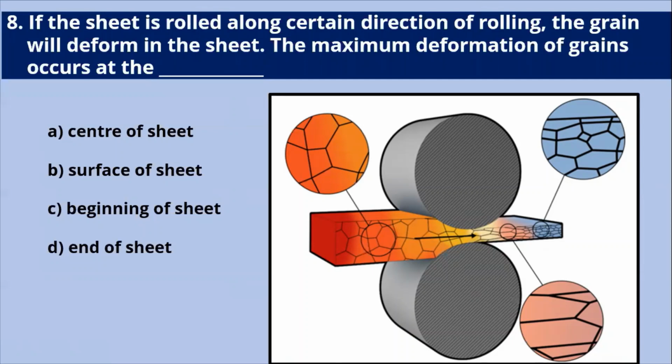Okay. Next one, if the sheet is rolled along a certain direction of rolling, the grain will deform in the sheet. The maximum deformation of grains occurs at. Okay. Now, generally what happens, the grain at the surface of the sheet undergoes the maximum elongation along that rolling direction, while the grain at the center, this is here, tends to remain as it is before the rolling. So that's why we can say that the maximum deformation of the grain occurs at the surface of the sheet. Okay, you can see from this diagram also.